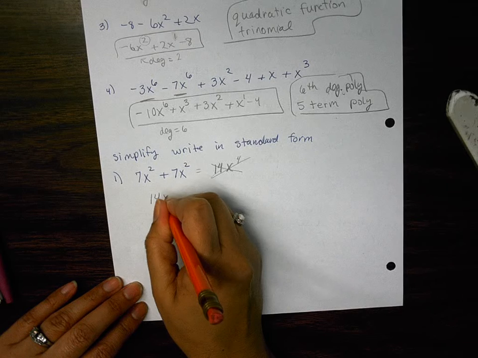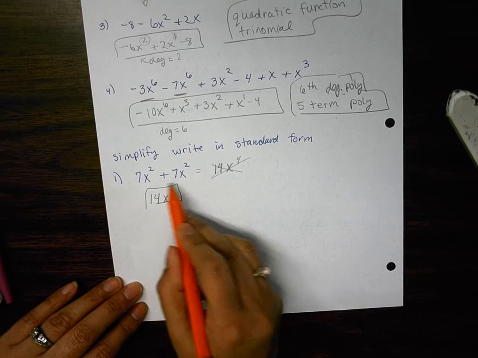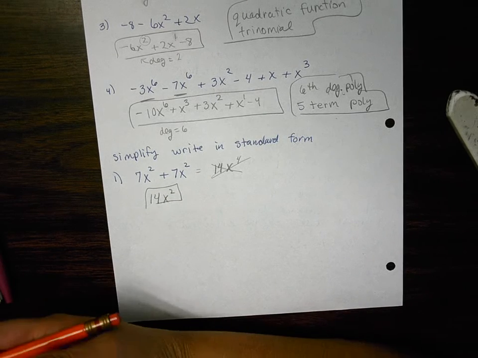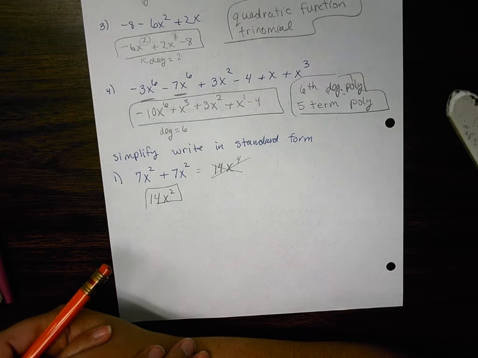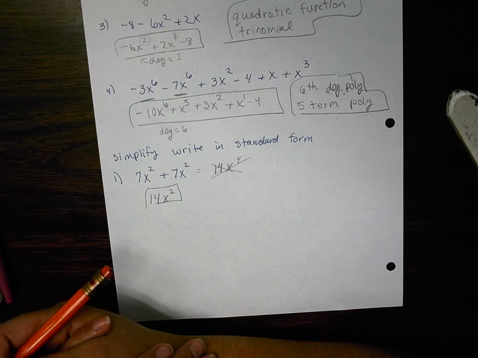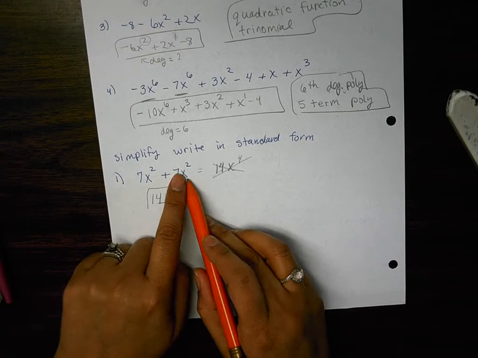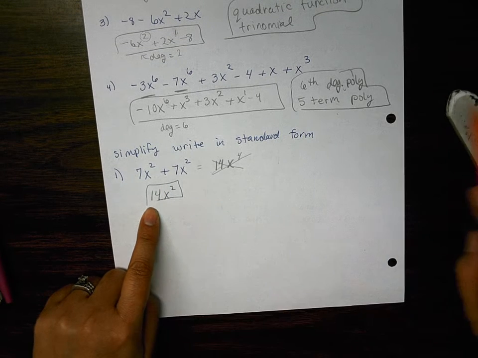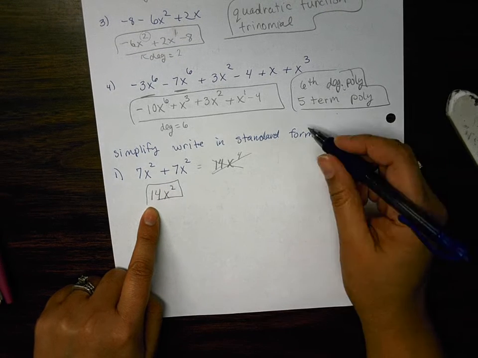14x squared. When you're adding like terms, your variable part stays as it is, just like we did when we were adding radicals. 2 root 3 plus 4 root 3 is 6 root 3. It doesn't change. 7x squared plus 7x squared is 14x squared. Is that clear? Please don't miss that one on the test.